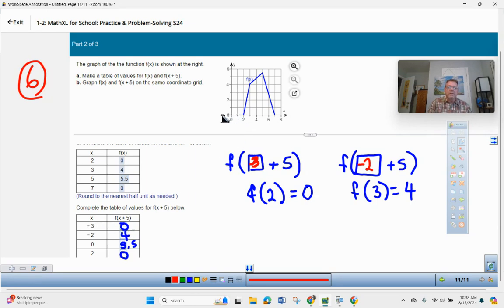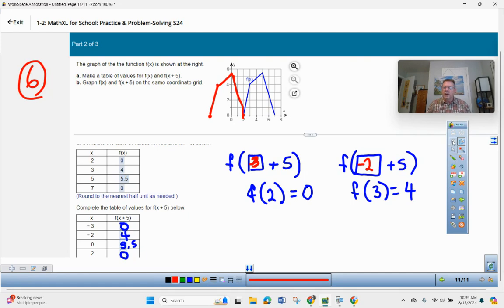So -3, that's over here somewhere, right? -3, 0. -2, 4, right about there. 0, 5.5, and then 2, 0. Well, what just happened? It shifted left, didn't it? So the +5 is on the inside, so that's left and right for certain. Instead of going right 5, it went left 5. So inside's always backwards of what it seems, but the formula actually handles that for us.